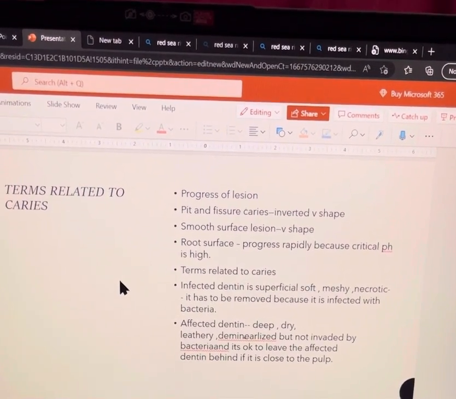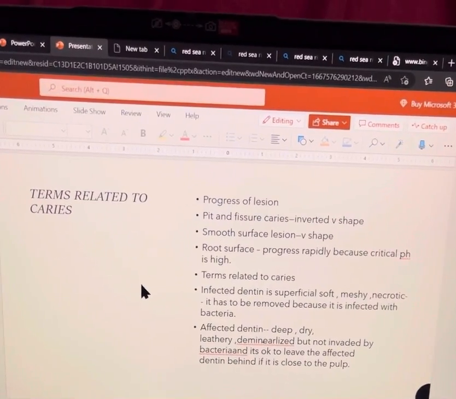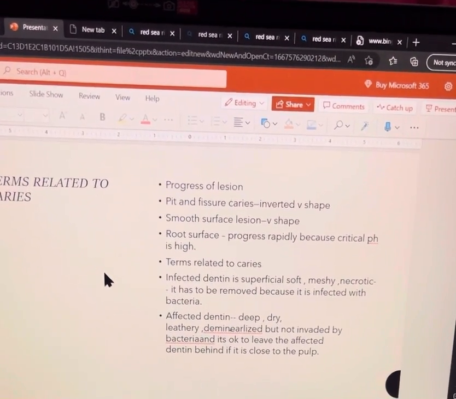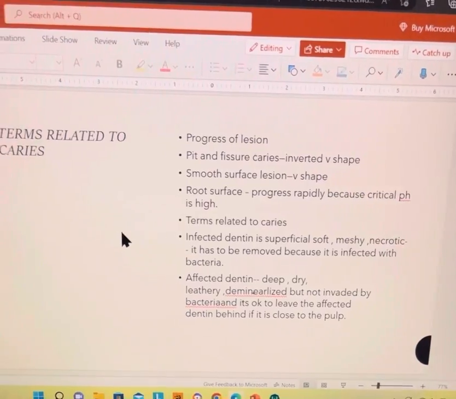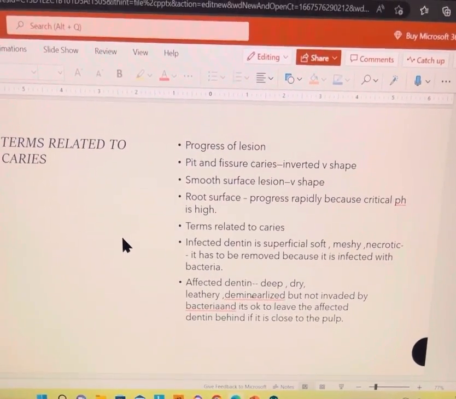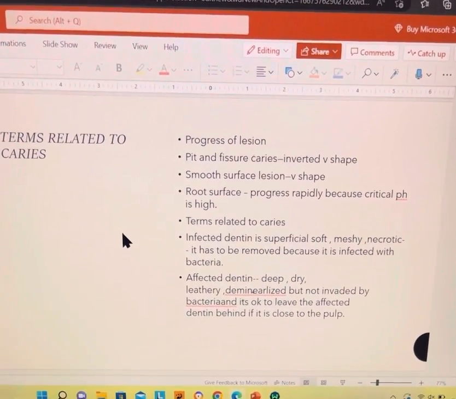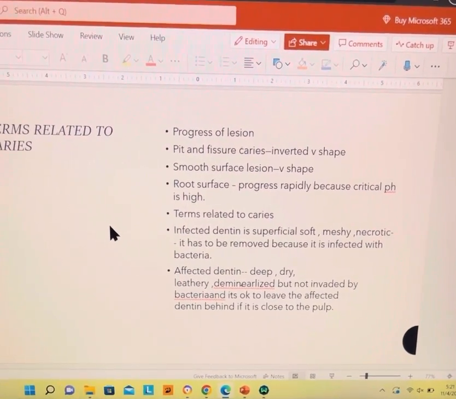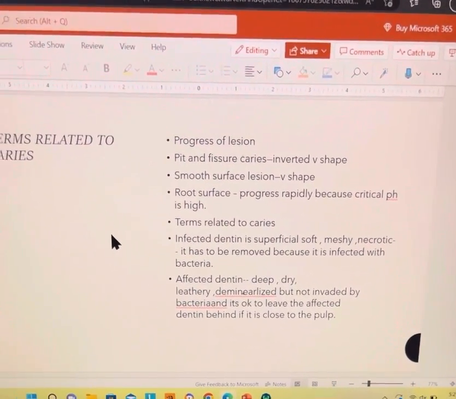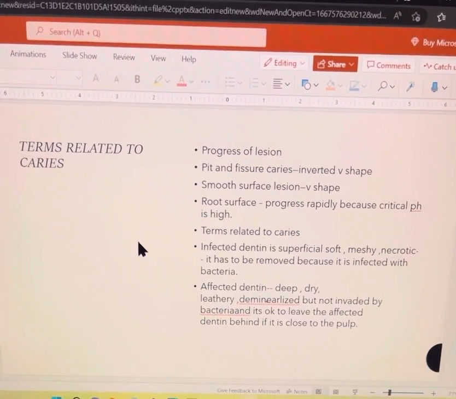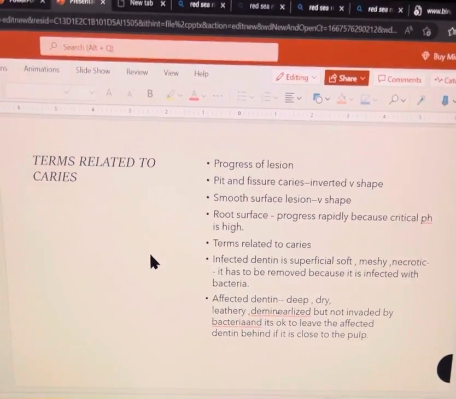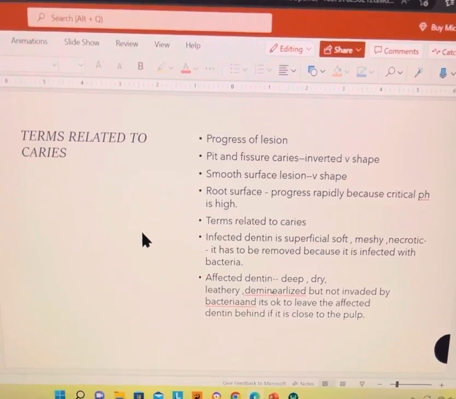I'm really sorry. Pit and fissure caries are inverted, the opposite of a V, and a smooth surface lesion would be V shaped. Then there is root surface caries, and they progress rapidly because the critical pH is very high. We should definitely know these two differences: infected dentine and affected dentine. It's a very important question asked so many times.